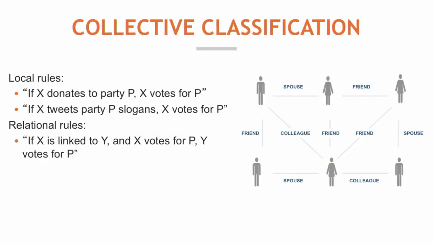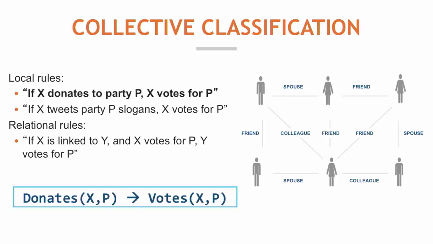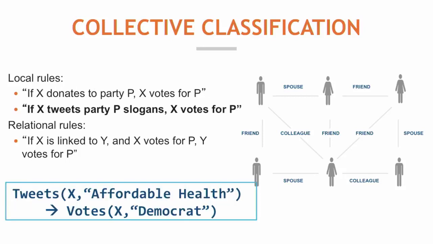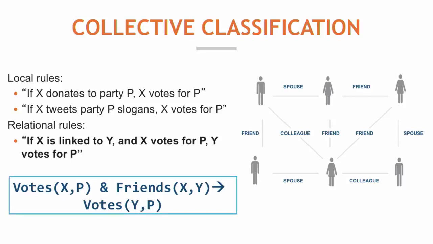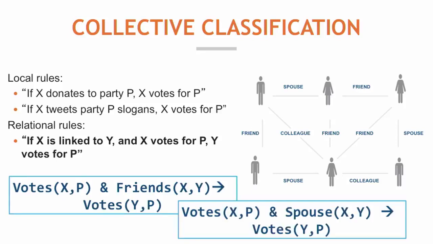So how do we express this as rules? We're going to have some local rules, and these local rules can be things like, if they donate to a particular party, then they're going to vote for that party. Or if they use a political slogan that's associated with some party, they're going to vote for that party. But more interestingly, we have these structured rules where we say, if your friend votes for a party, you're going to vote for that party. If your spouse votes for a party, you're going to vote for the party, and so on. So super simple, but it's surprising. You add these kinds of rules to a flat classifier, and oftentimes you get significant improvement in performance.